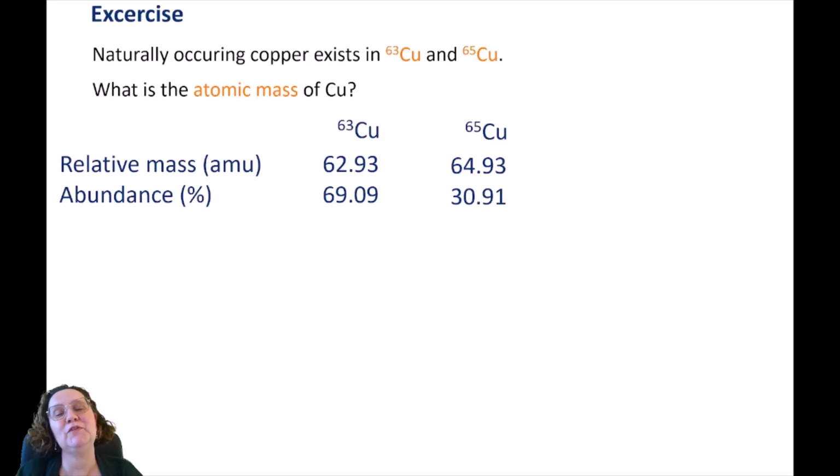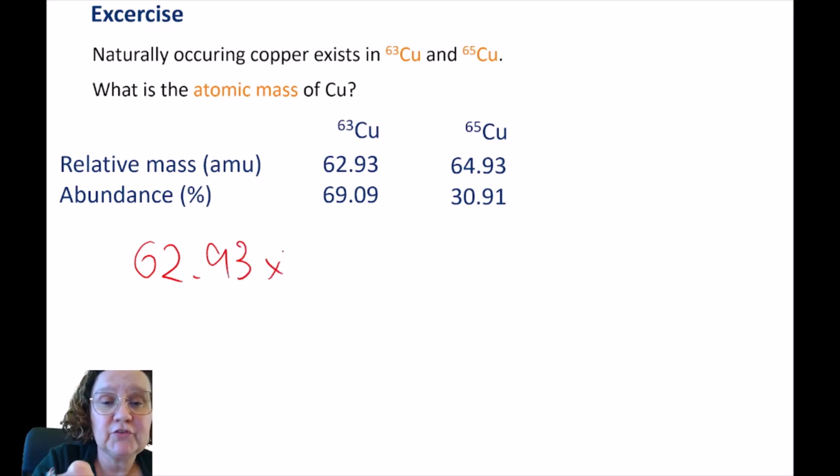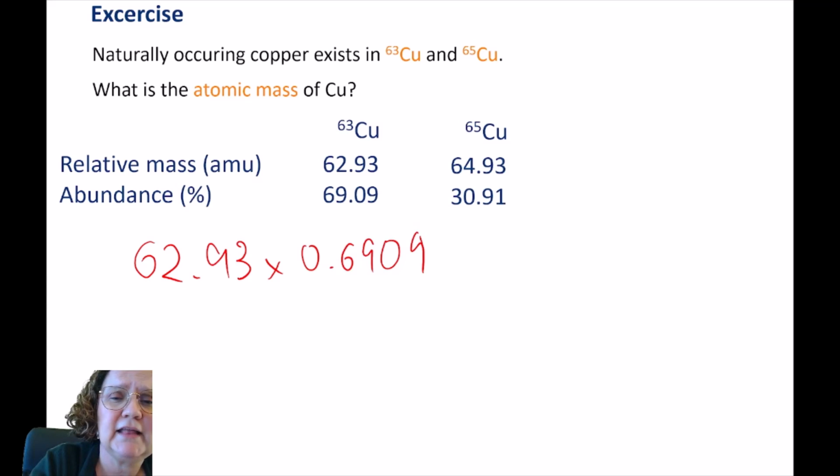So hopefully you stopped the video and tried the exercise. How would I go about it? Well, I first need to calculate the contribution of copper 63 to the atomic mass of copper. That is the mass of copper 63, which is 62.93, times the abundance of copper 63, which is 69.09%. So as a fraction of 1, that is 0.6909.